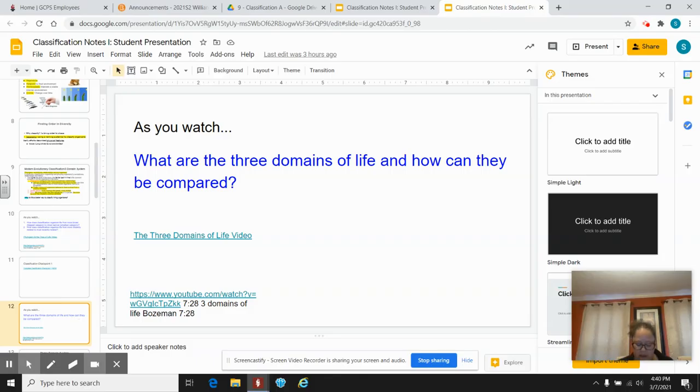We're going to move on to the 3-domain system. As you watch this new video, it's a little bit shorter, but it's still a little bit long. What are the 3 domains of life and how can they be compared? He's going to use a Venn diagram. Feel free to use your own Venn diagram to keep up.